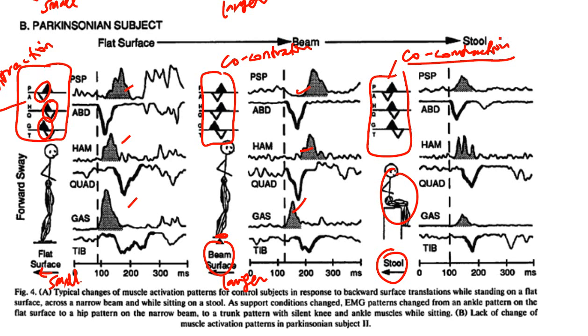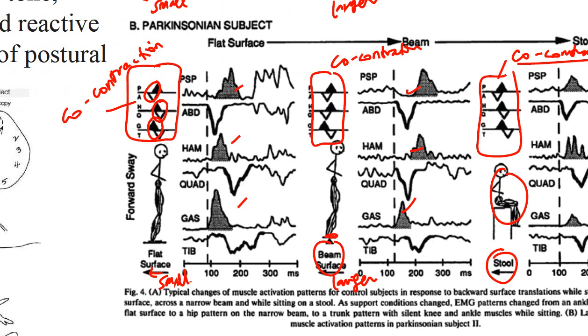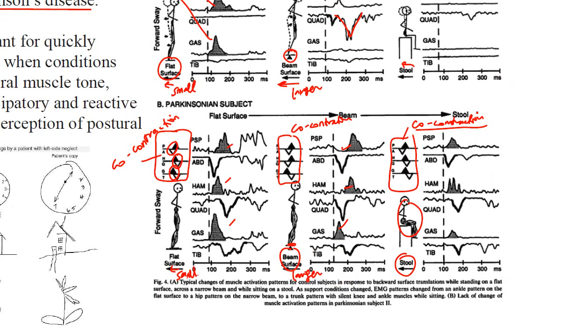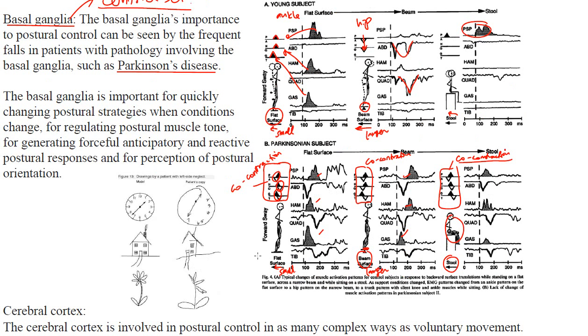So selecting the right synergies for different contexts is impaired in Parkinson's disease patients because the primary role of the basal ganglia is to select appropriate postural synergies for different contexts. So the implication is that Parkinson's disease patients have a high risk of falls because of the inflexible postural control strategy that they apply.